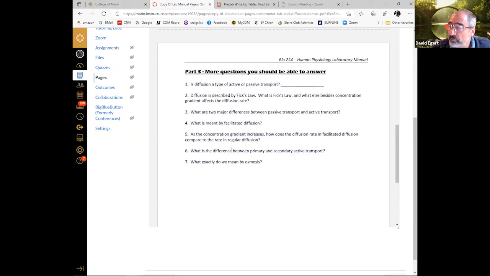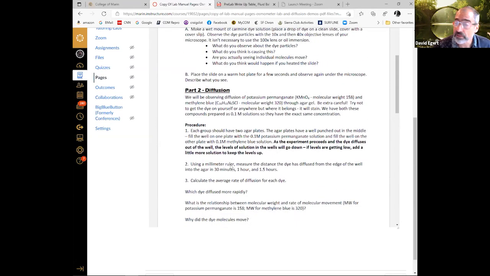Especially after everything we've been talking about, this should be a piece of cake. What's the difference between primary and secondary active transport? You got it. What's facilitated diffusion? You got it. And if you don't, then this is a good time to go back and get it. So I would say for part 3, you should be able to answer these questions and just write them down. It makes you feel confident you know it, and makes me feel confident you know it. All right.